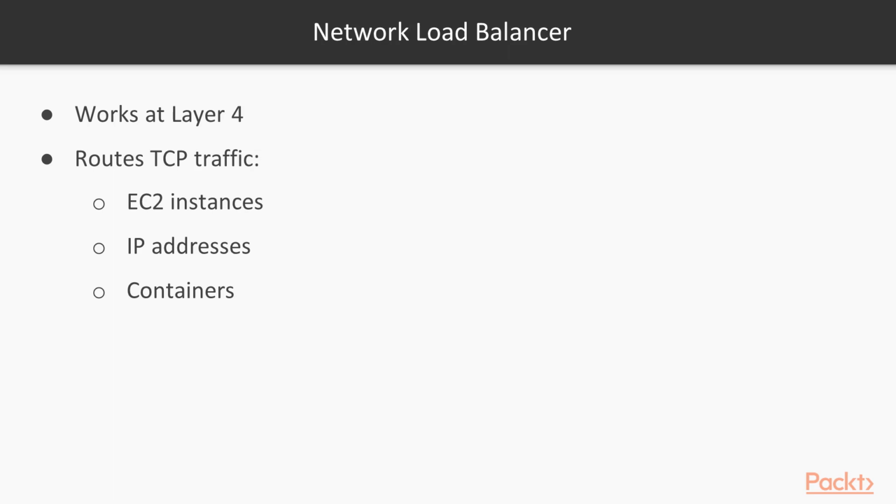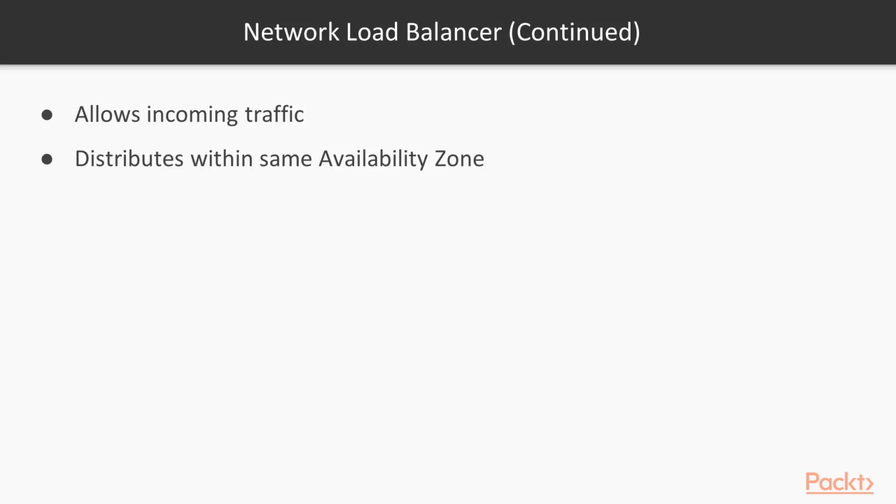Network Load Balancer works at layer 4 and routes TCP traffic to EC2 instances, IP addresses and containers. It allows incoming traffic and distributes it across targets within the same availability zone.